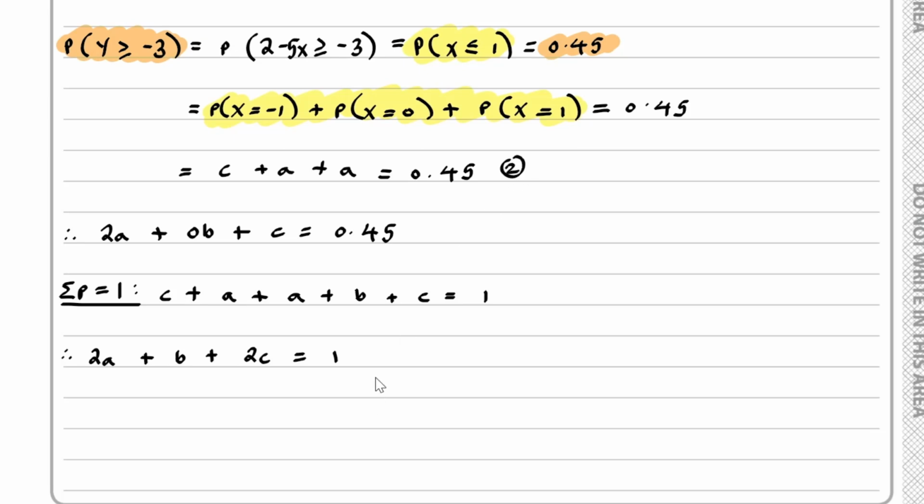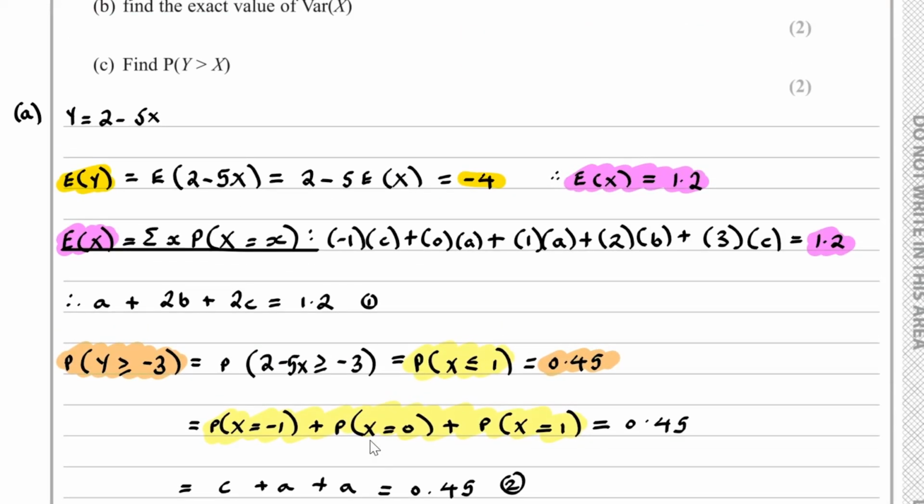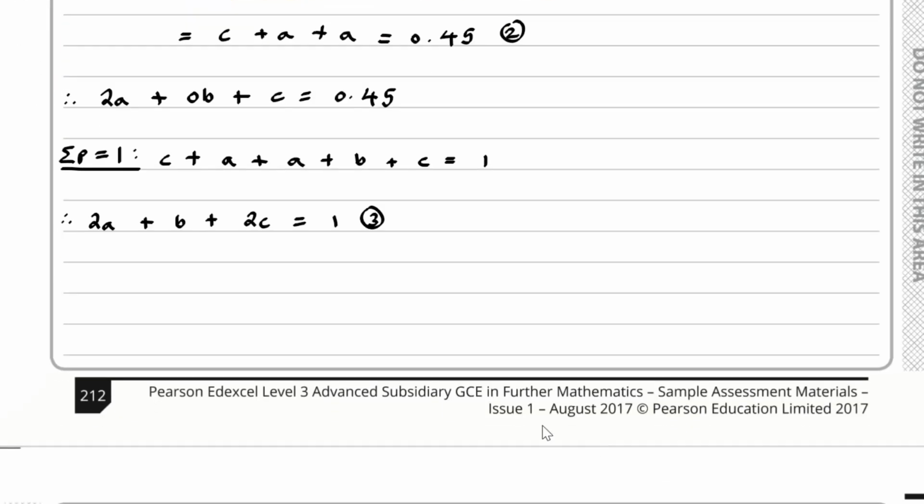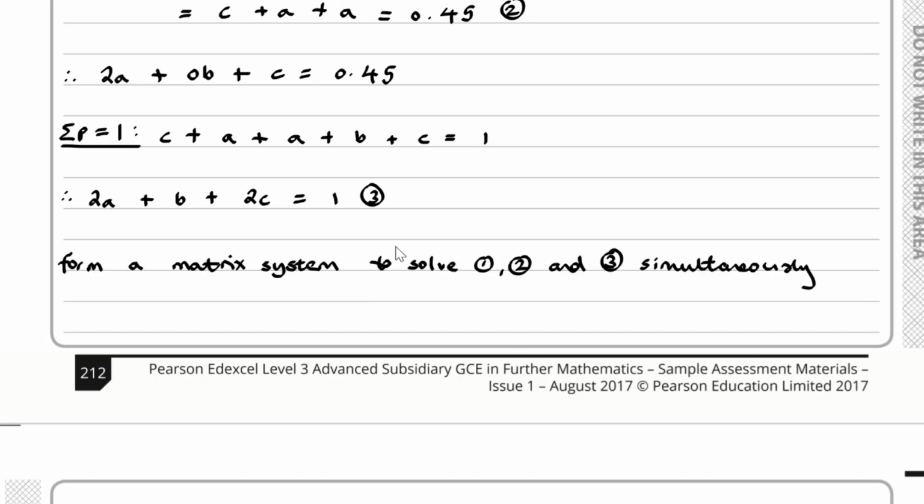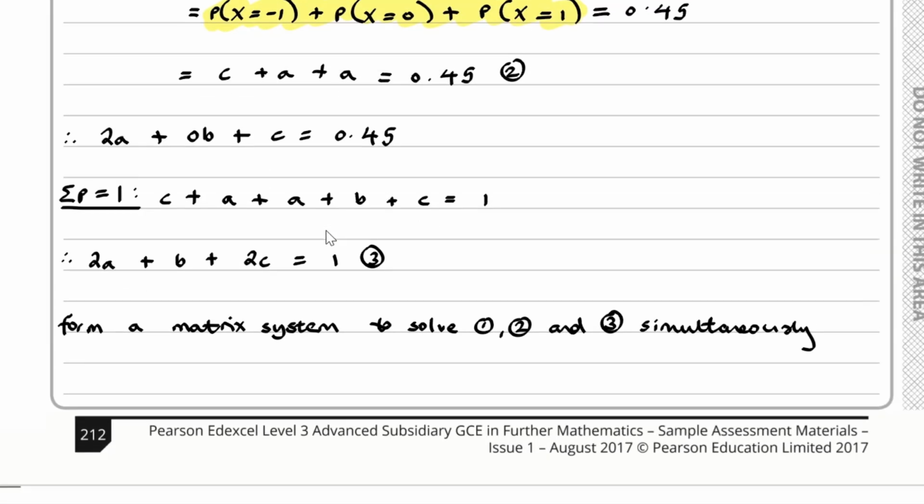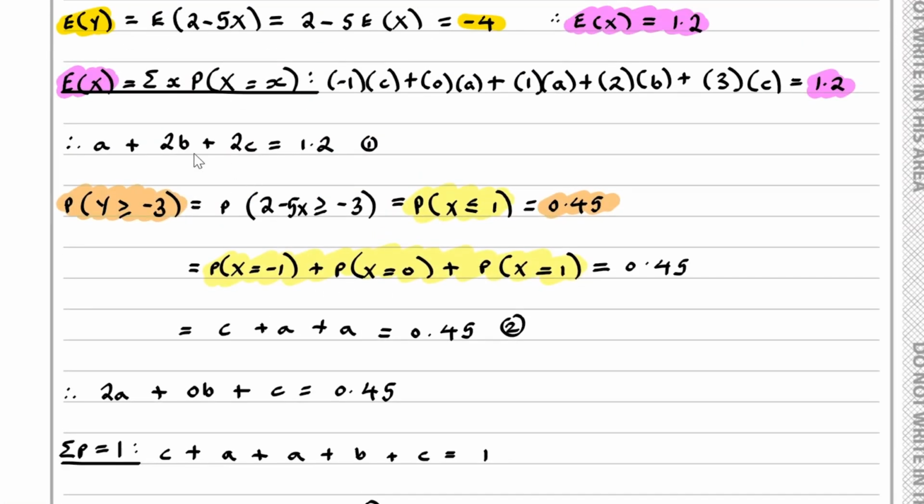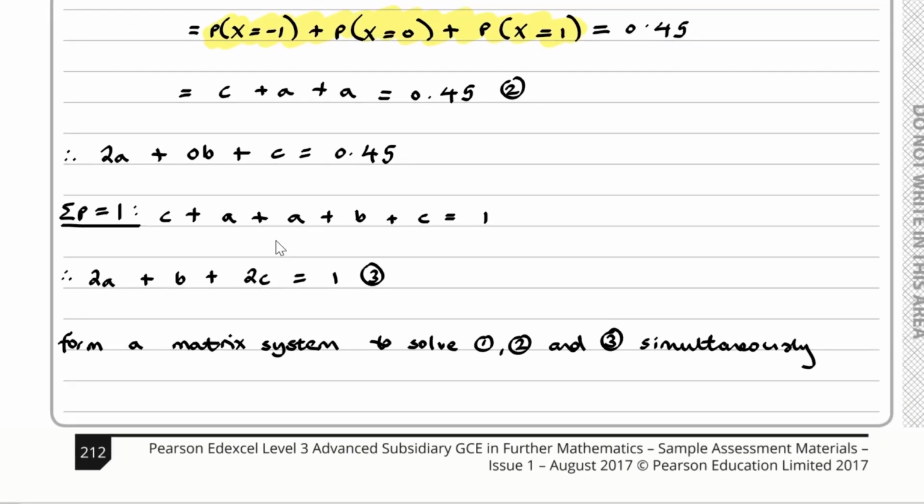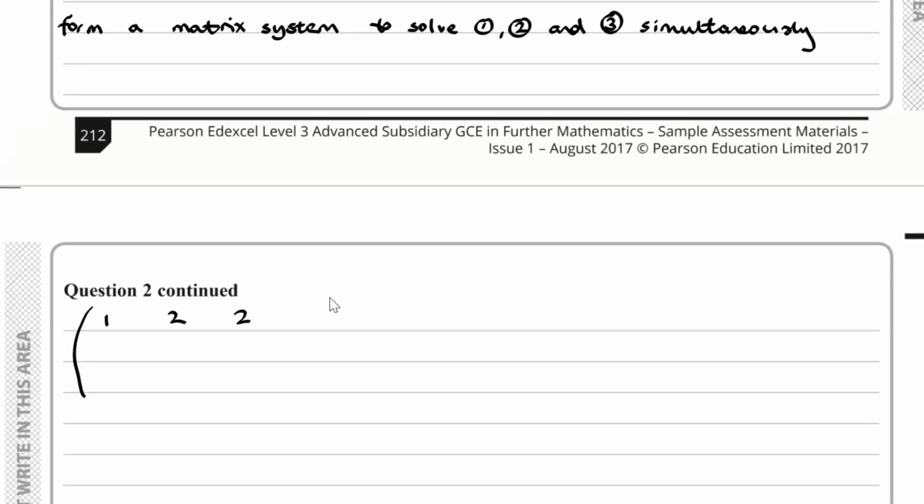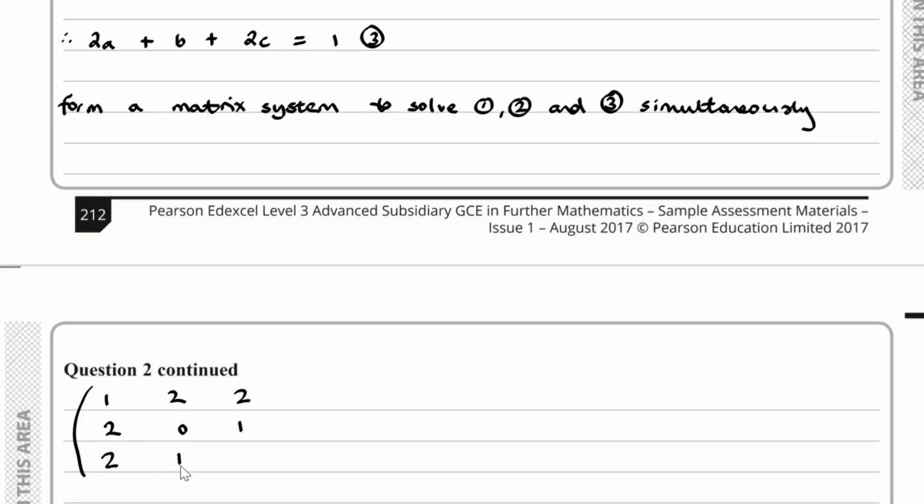So if I call this equation 2 and this equation 3, what we can now do is form a matrix system to solve equations 1, 2 and 3 simultaneously. Let's just write that down. If we form a matrix system, the first equation over here, we have a plus 2b plus c. So we have 1, 2, 2. The second equation, we have 2, 0, 1. And the third equation, we have 2, 1, 2. And then we multiply this by a, b, and c.